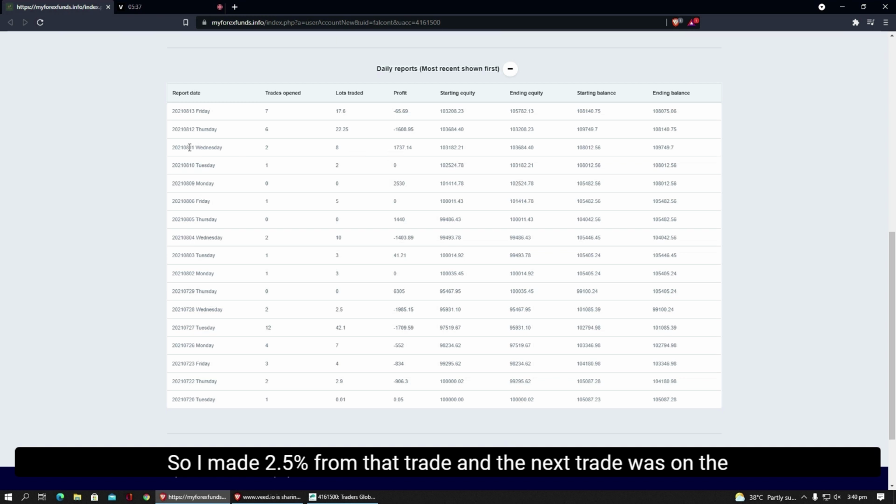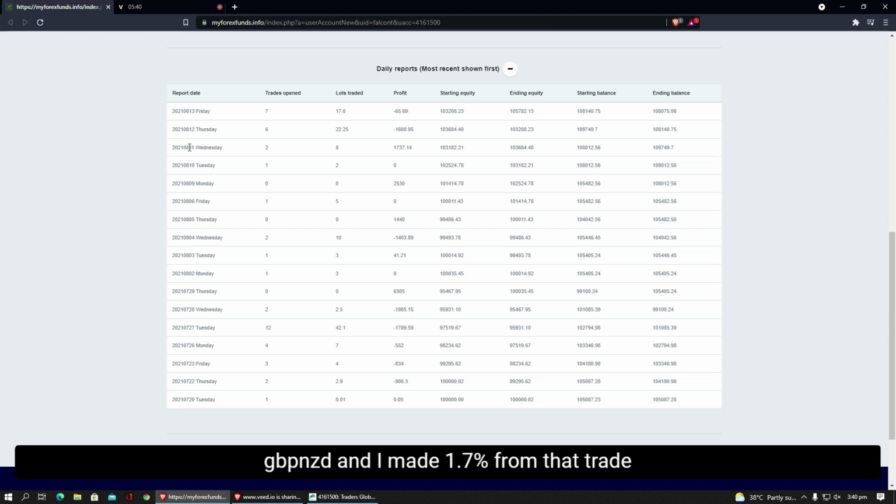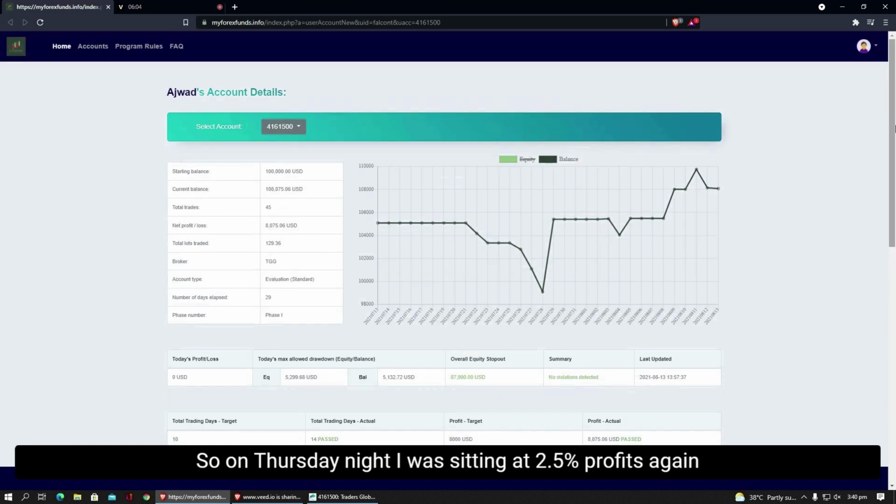And the next trade was on the pound New Zealand dollars. And I made 1.7% from that trade. This trade on the last Thursday, all these positions were on the USD Canadian dollar short. But unfortunately, all these trades were losses. I could not make any profit from USD CAD short. So on Thursday night, I was sitting at 2.5% profits again.